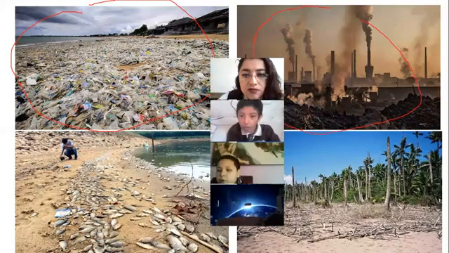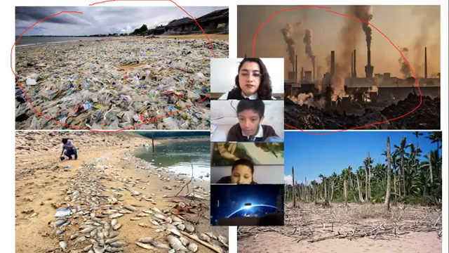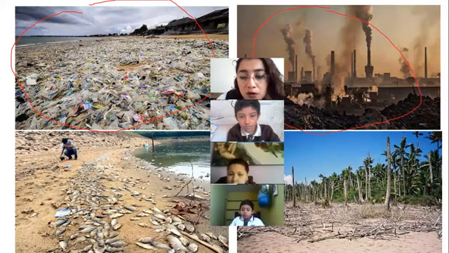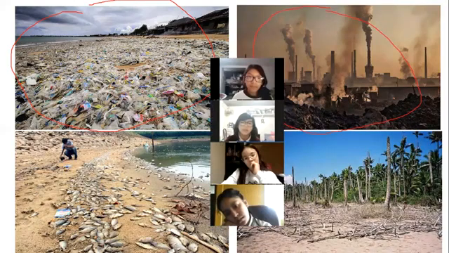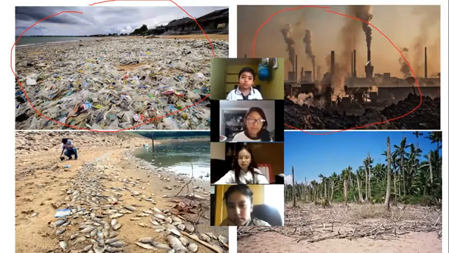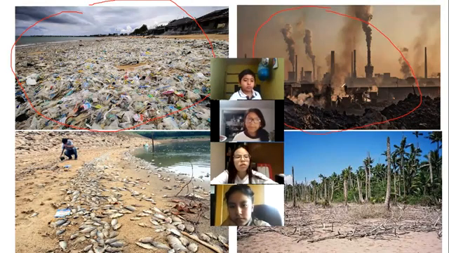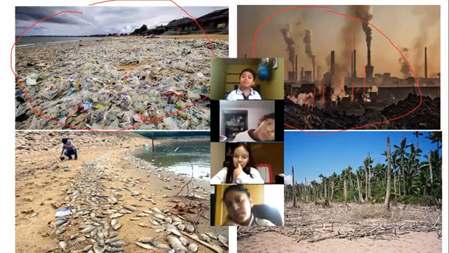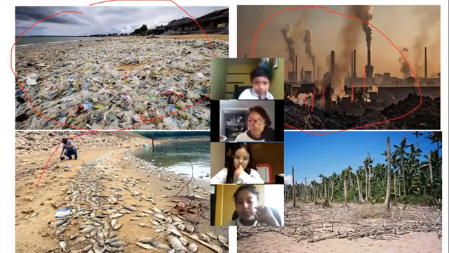Pollution of the beach. Go to the sky. Yes, pollution, but what kind of pollution? Pollution in water or pollution in the air? Because if you can see, there are many factories, and those factories are polluting the air. Okay, what can you see in this image?